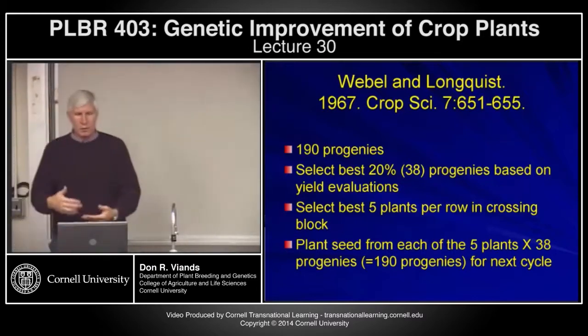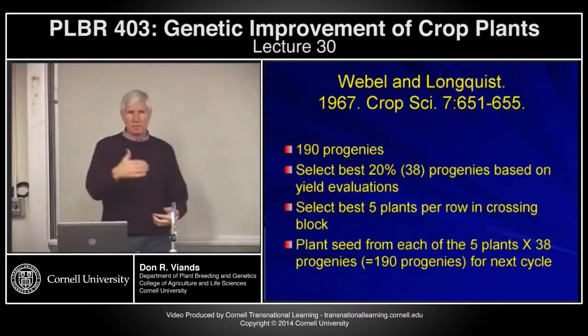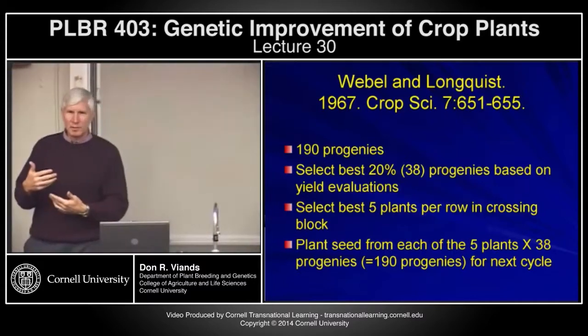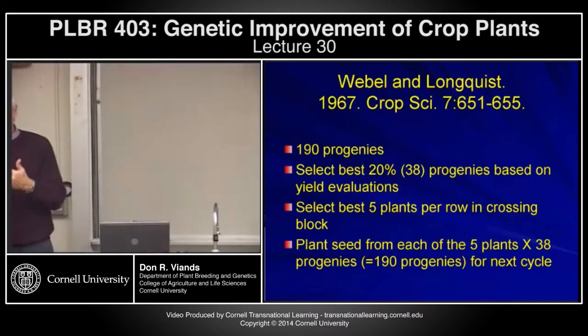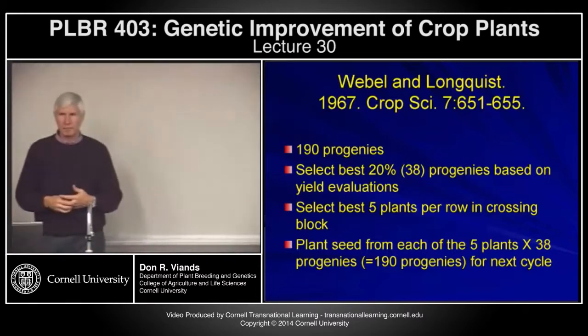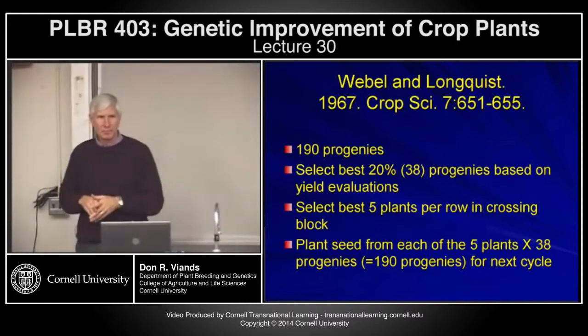So you've got 38 progeny rows times 5 plants within a progeny row. That works out to be exactly 190 progenies the next cycle of selection. So you have the same number of progeny rows from cycle to cycle when you do it that way. Everybody see how that worked?